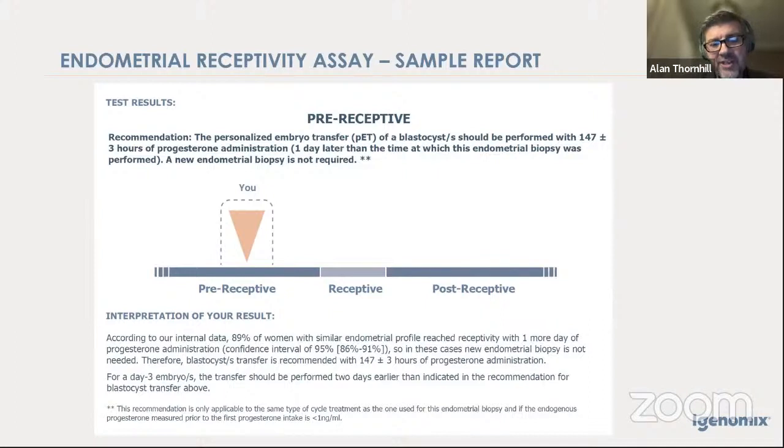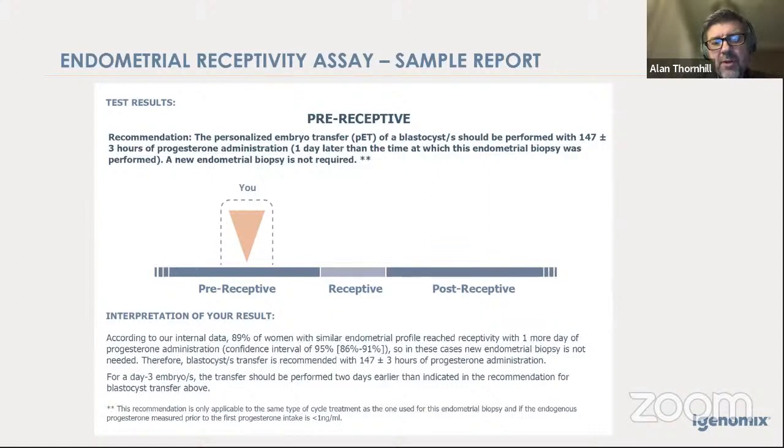And then there's just some more details below, telling what you should do if you do a day 3 embryo transfer, because you can still use the result, and a bit more about the actual profiles we've seen in other women. So quite a lot of information there, but the headline is that pre-receptive.